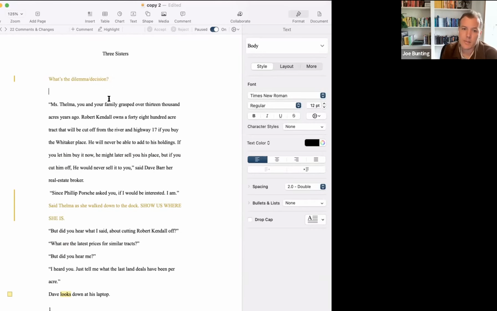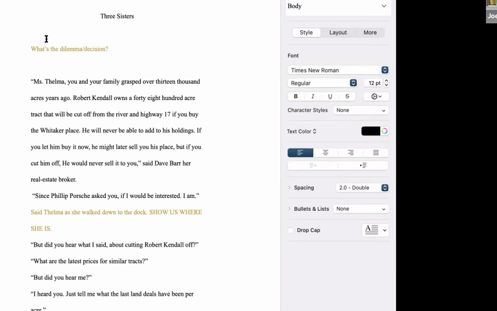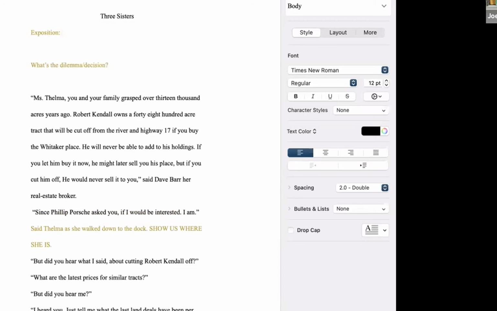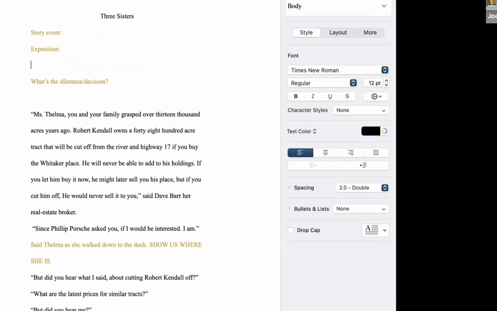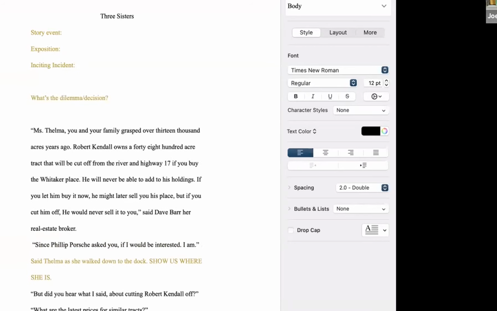There's six elements of plot, and every one of these needs to be in your story. Here's how I break down a scene. I write down all these things, these six elements: exposition, inciting incident. Are you familiar with these terms? Yeah, some of them.